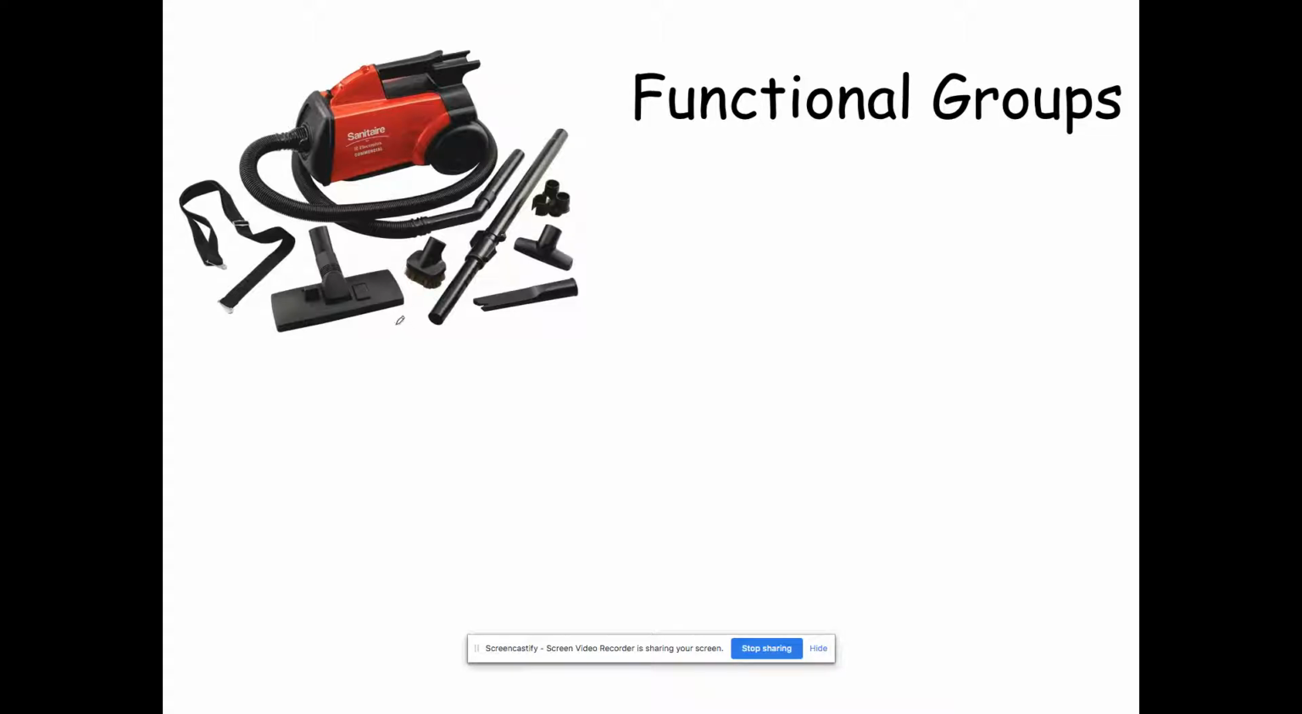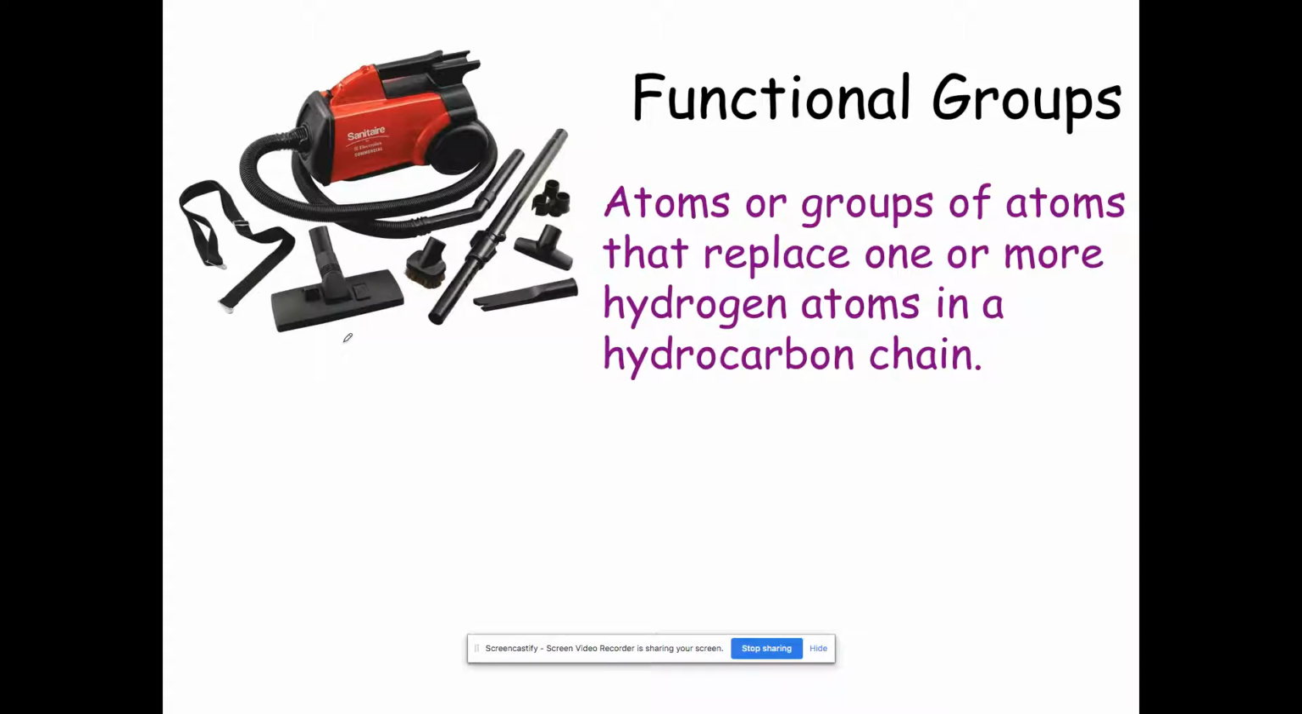I know in our vacuum, we have one of the heads for carpet that has big brushes, and then we have a flat one for hardwood. So different functions with different pieces. That's kind of the idea of a functional group. So we're going to take off some of those H's, those hydrogens, and instead replace them with another group of elements or compound or groups of atoms. And it's going to change the function. It's going to change properties. It's going to change lots of stuff.